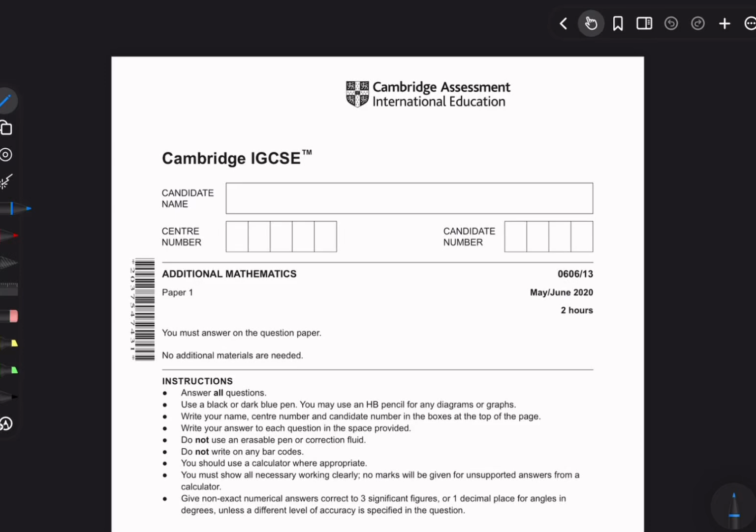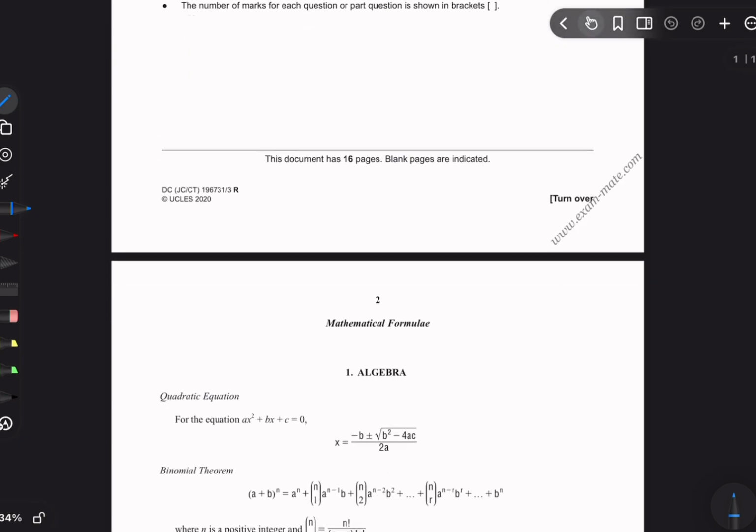Hello guys, this is a step-by-step solution to paper 1-3 of the May June 2020 MF paper for IGCSE. So let's get started.